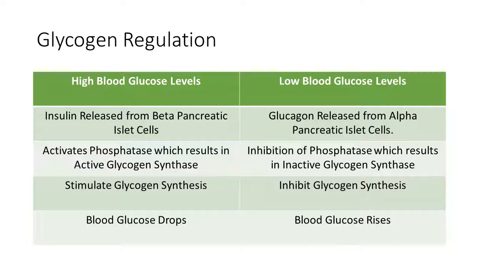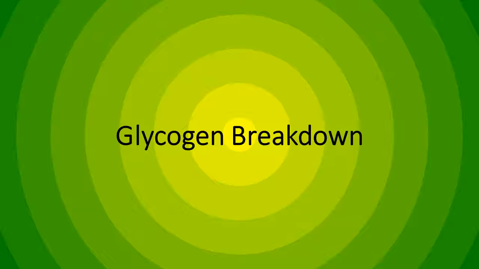When blood glucose drops, glucagon is released and the action is reversed from insulin. Both insulin and glucagon have effects on glycolysis, which was mentioned in the previous video, therefore further regulating the body's blood glucose levels. Glycogen breakdown is also known as glycogenolysis.